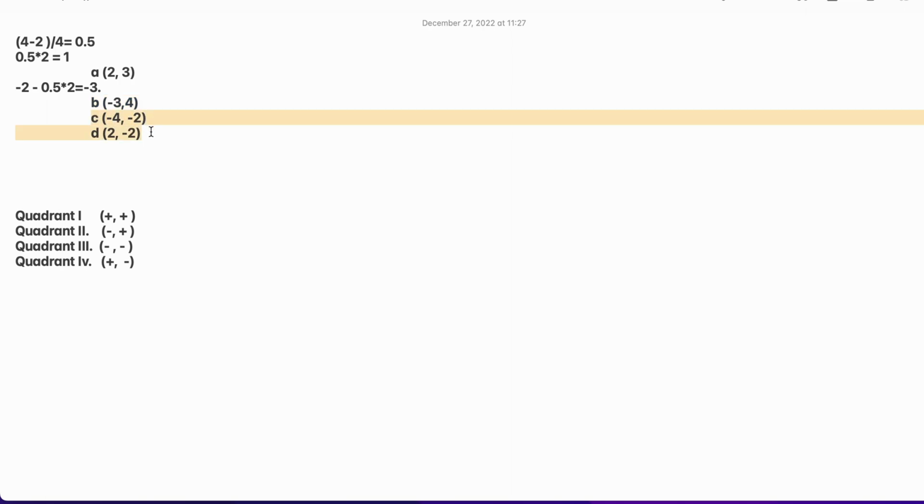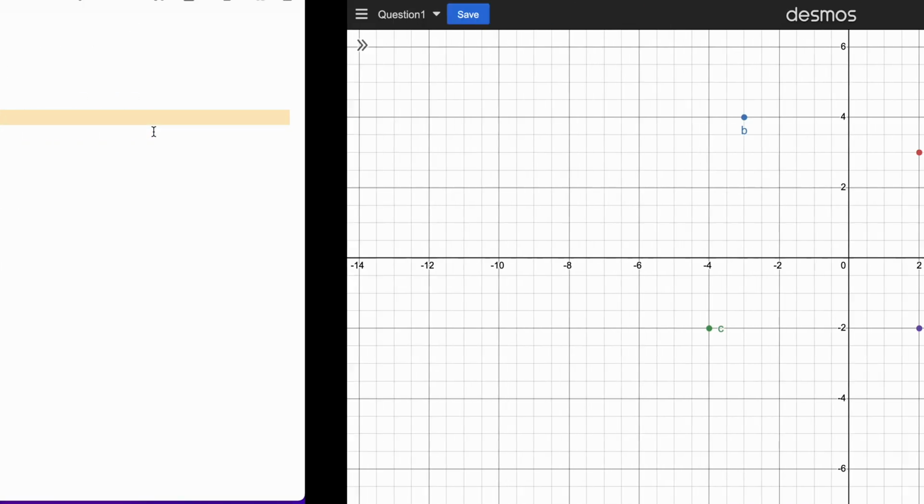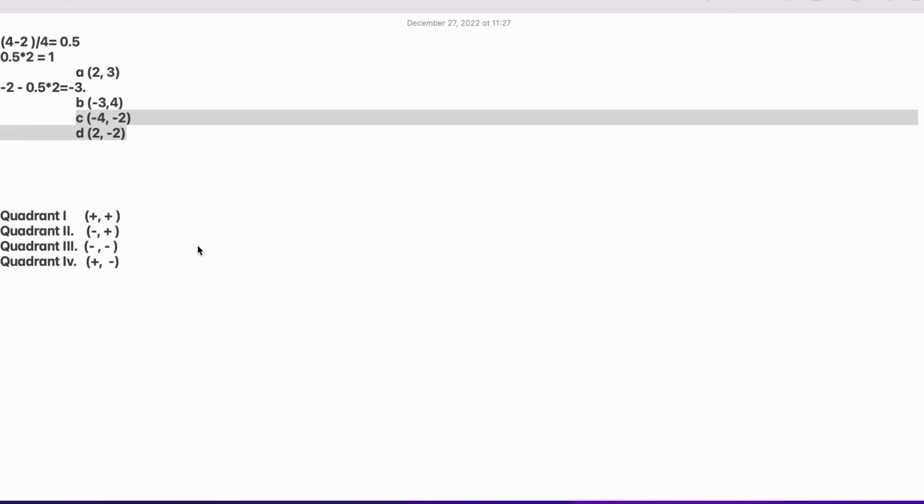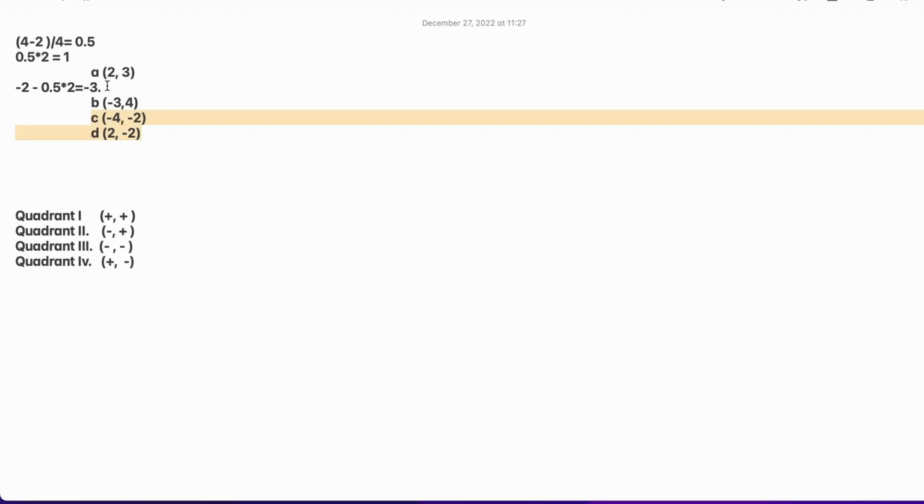And about C and D, they're easy, right? Because the x value and y value have already been given to you. One is -4, -2. Another is 2, -2. These two are the easiest ones. Okay, these are the process. How do we do that?